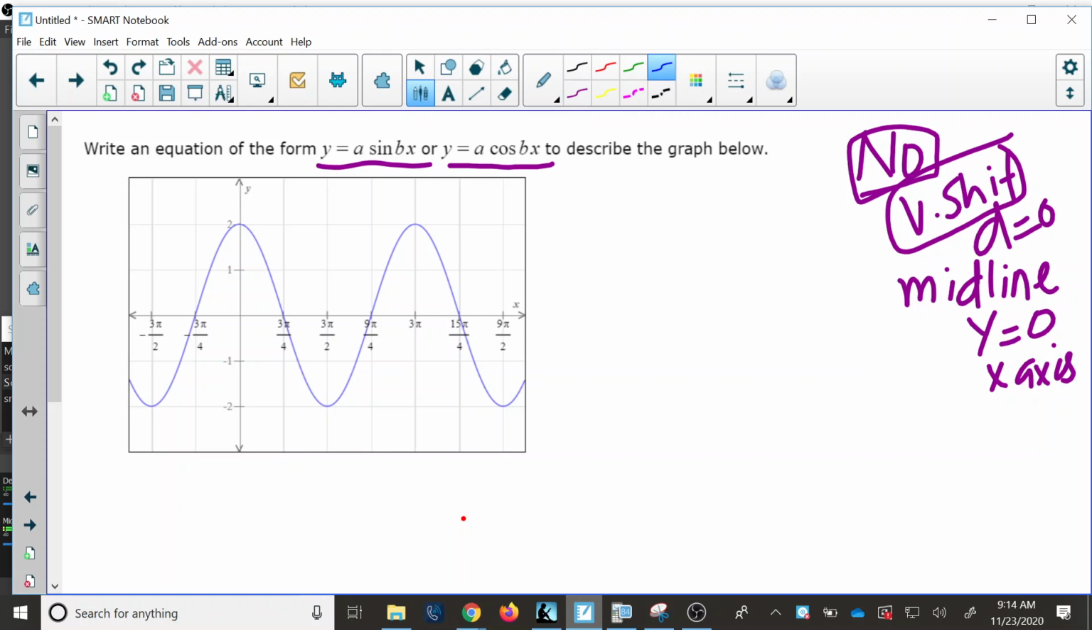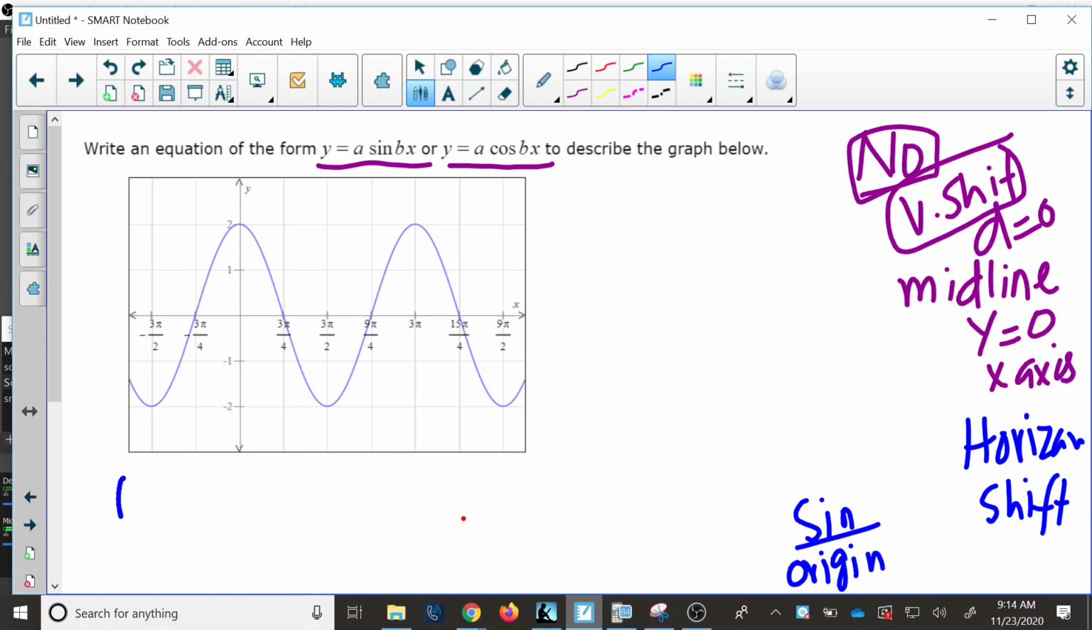Also, there's no horizontal shift, which means the graph will invariably start either at the origin if it's the sine function. So sine will start at the origin and cosine will start at the y-axis, again x equals 0, somewhere on the y-axis.